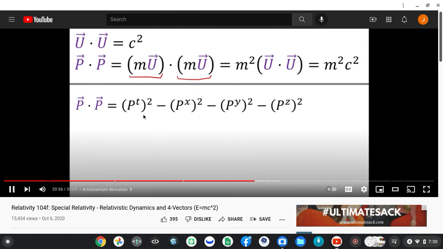And we also know that we can calculate the dot product of 4 momentum with itself using the Minkowski metric, where the time component squared gets a positive sign and the spatial components squared get negative signs. So now that we've established this, we already know that big P dot big P equals m squared c squared.